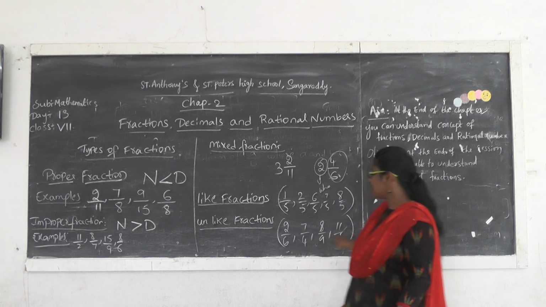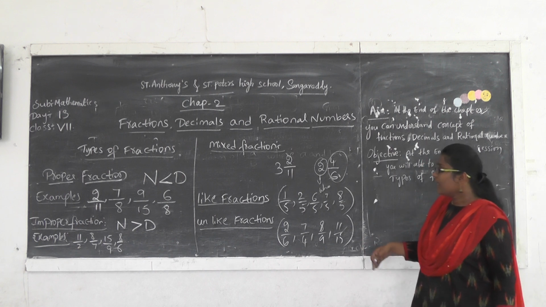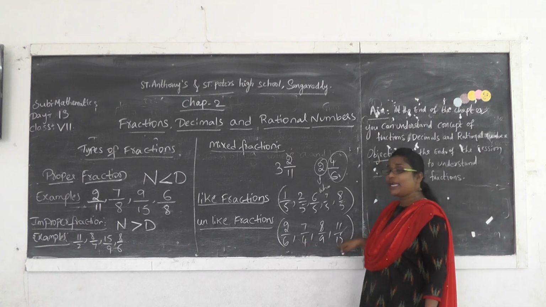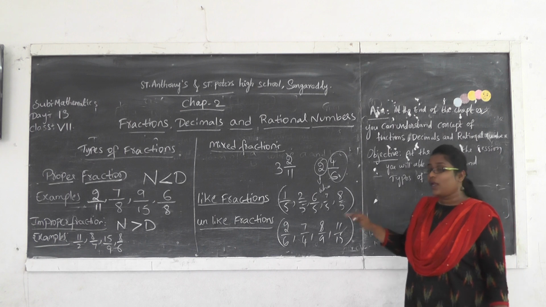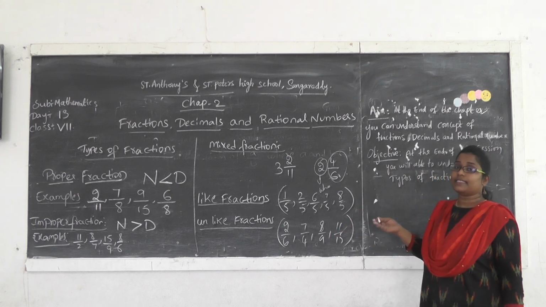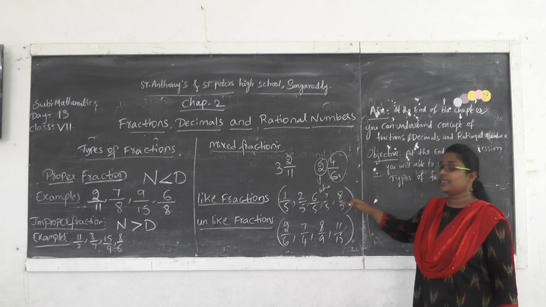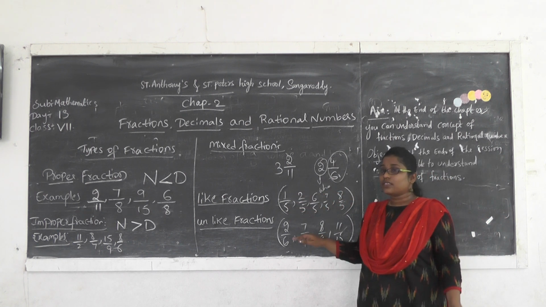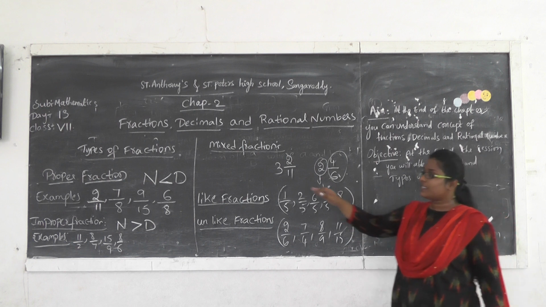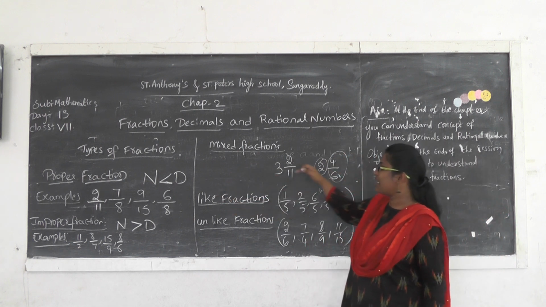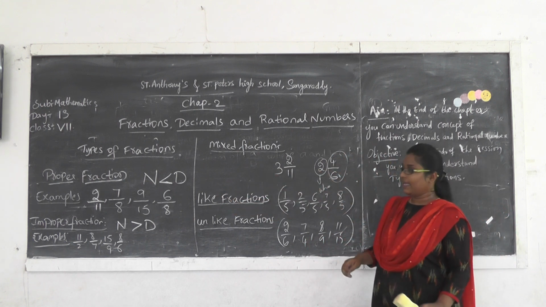Okay, if you take this example, if you observe here, all the denominators were different. If all the denominators are different, then it comes under unlike fractions. If all the denominators are the same, then it comes under like fractions. So up to here we discussed proper, improper, mixed, like and unlike fractions.